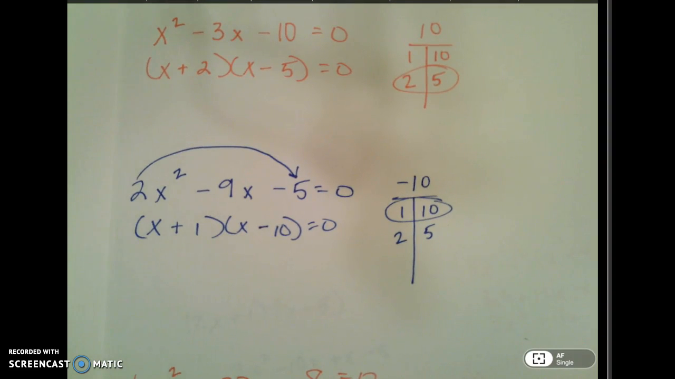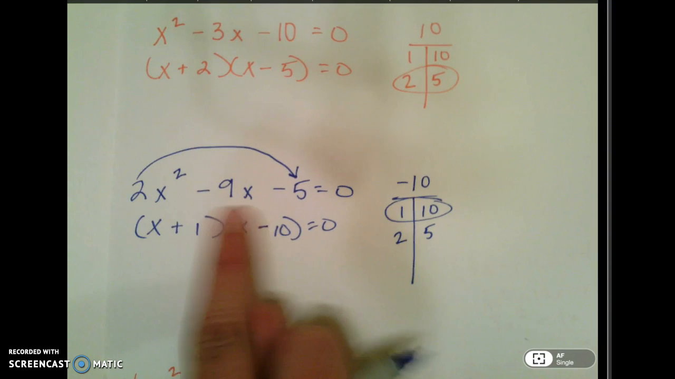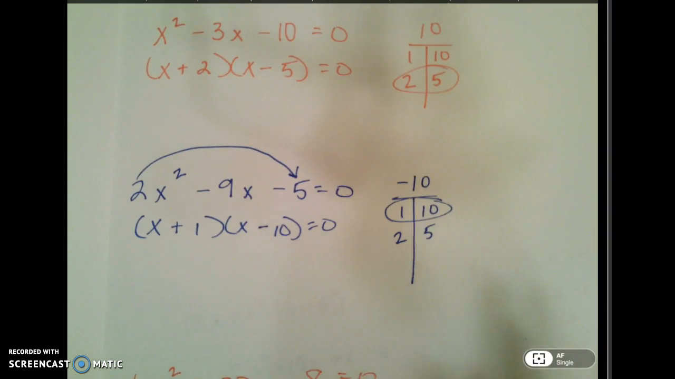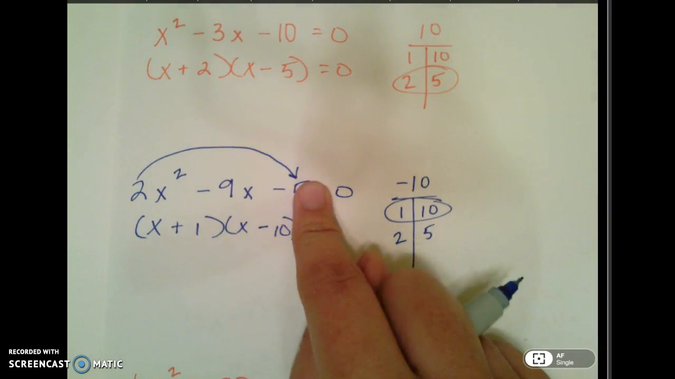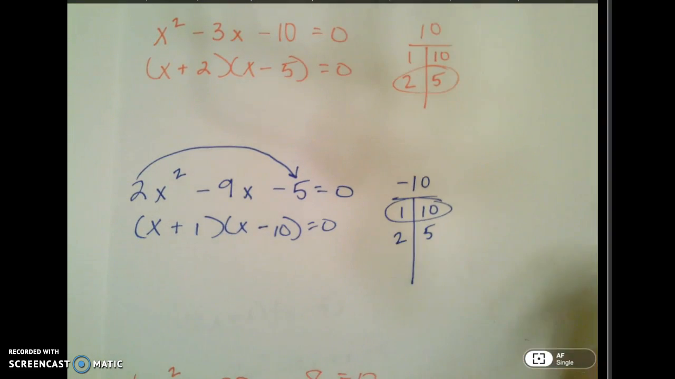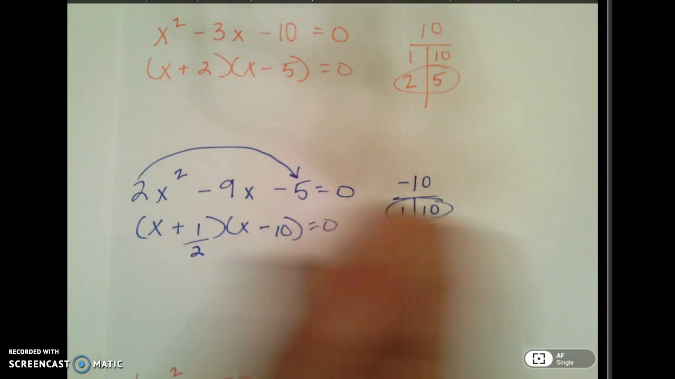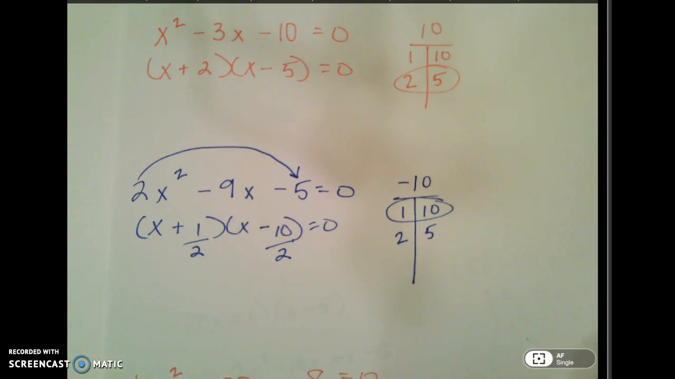Now, this obviously isn't the factors, because if I was to FOIL this out, I would not get 2x squared plus 9x minus 5. Since I multiplied by that 2 in order to get my factors, I now have to divide it out in order to even things up. So I'm going to divide this one by 2 and this one by 2.